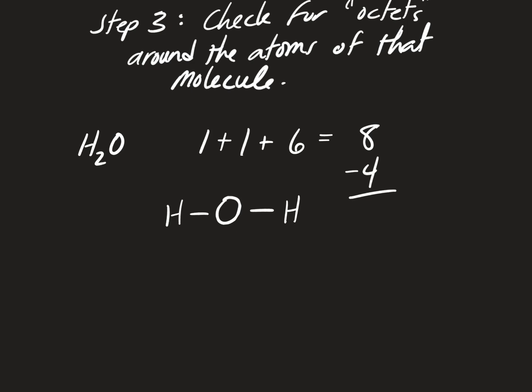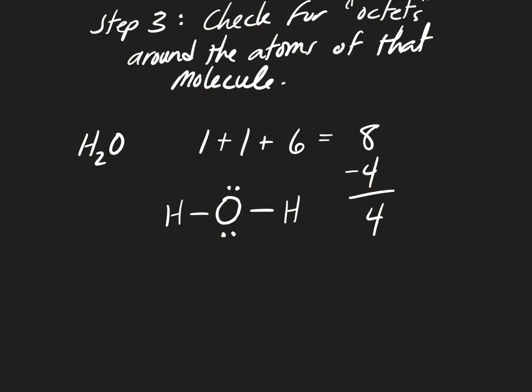Electrons were used for covalent bonds, leaving us with 4 leftover electrons that we need to distribute around this molecule in order to make an octet. All right, so watch what I'm going to do here. I'm going to put a pair of electrons there and a pair of electrons there.